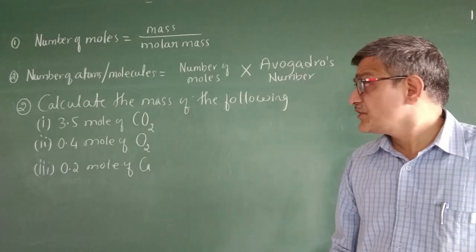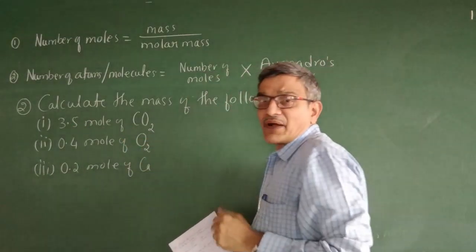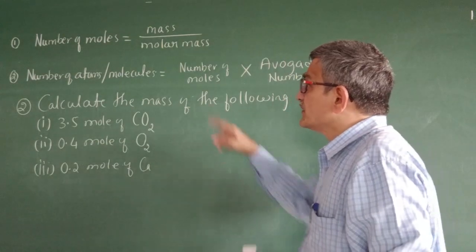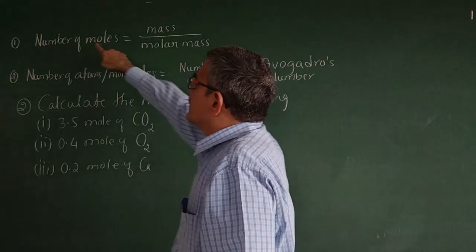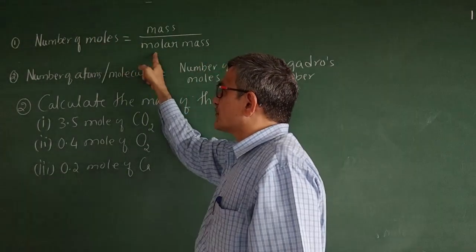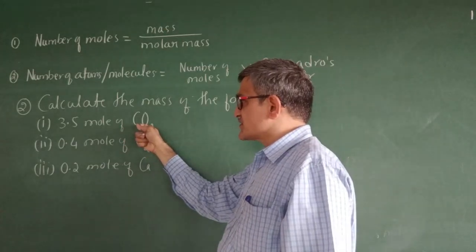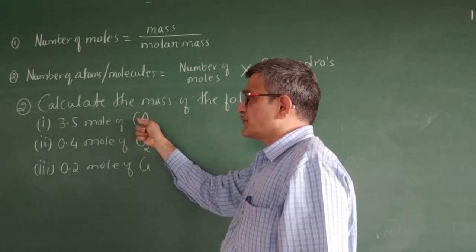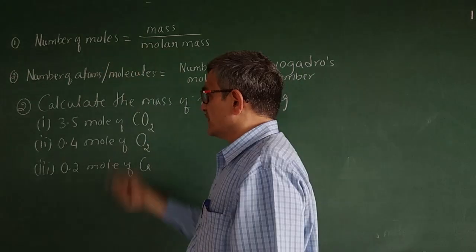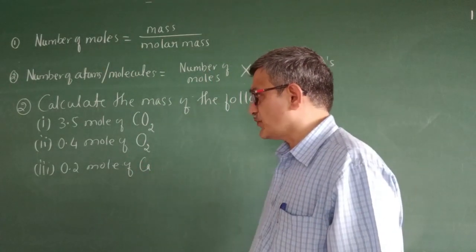How much mass is 3.5 mole of carbon dioxide in grams? What is the mass? So here, mass equals number of moles into molar mass. We should know the molar mass. What is the molar mass of carbon dioxide? Carbon 12 plus oxygen 16 into 2, so it becomes 44. So number of moles into 44. Same way here. So I will take the second one. I am leaving the first and third as homework.